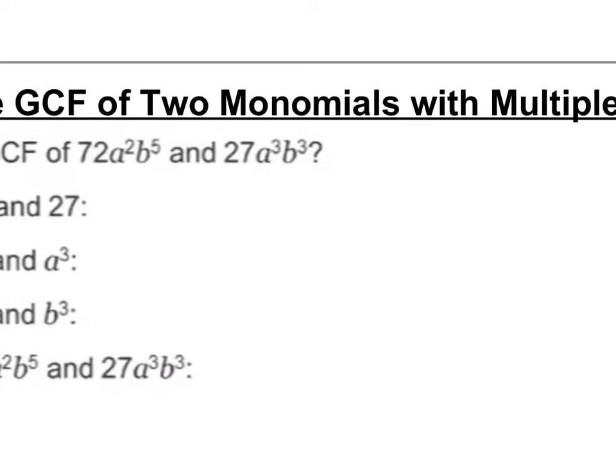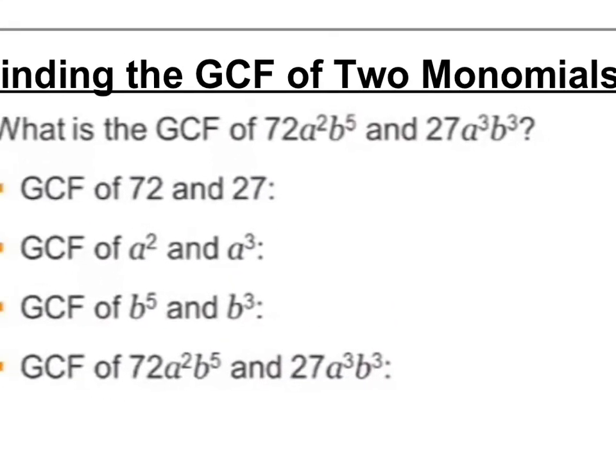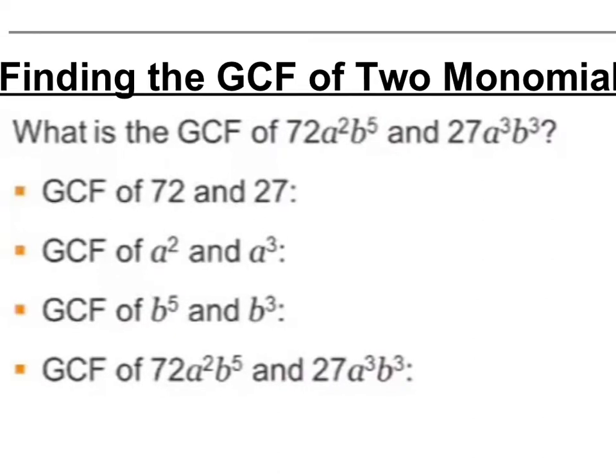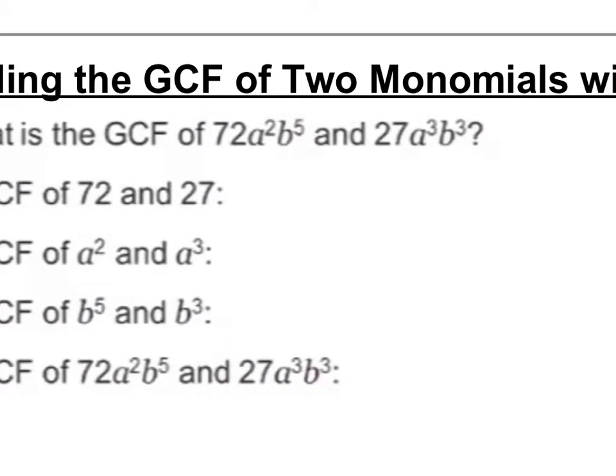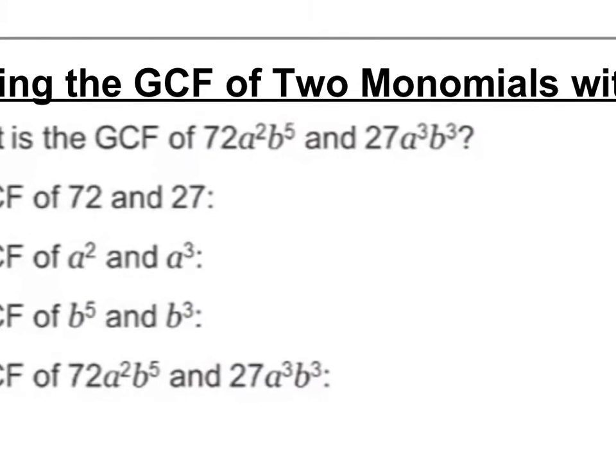Now the next one, we've got two monomials with multiple variables. So now we have to find the greatest common factor of 72a squared b to the fifth and 27a cubed b cubed. So we want to look at each of these separately. First, what's the greatest common factor of 72 and 27? Right off the bat, I can't really think of that, so I may need to do a factor tree or think of the multiples of 72 and 27.